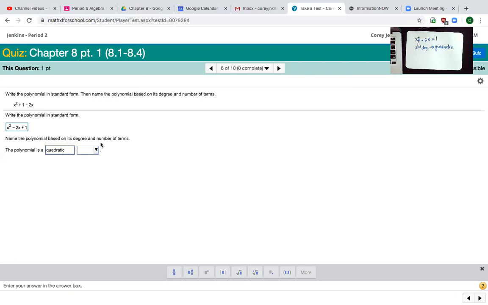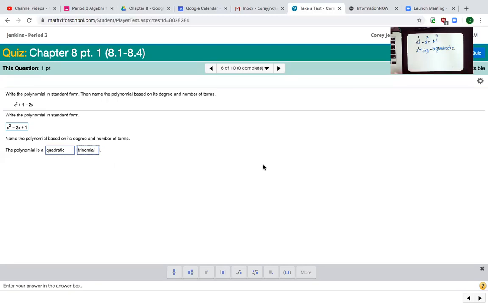And then the second one deals with the number of terms. So how many terms are there? 1, 2, 3 terms. That's called a trinomial. Okay, so that was the answer for that one. I know your terms might have been different, but very comparable. They were all quadratic trinomials. Okay, so that's number 1.